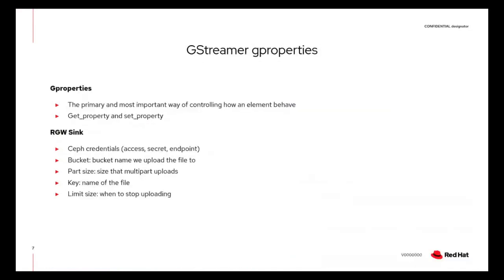Then to talk a little bit more about the properties of GStreamer. GProperties are really important because they control how the element behaves. In our sink, the properties that we have are the Ceph credentials, which are your endpoint, your access, and secret keys. We also have bucket, which is the bucket name we upload the file to. We also have part size, key, and limit size.